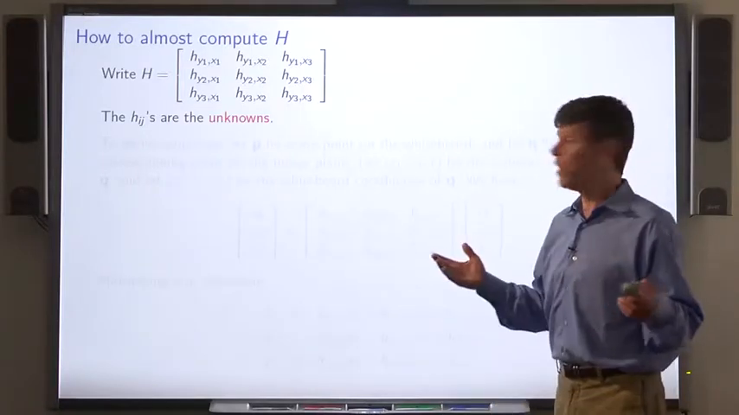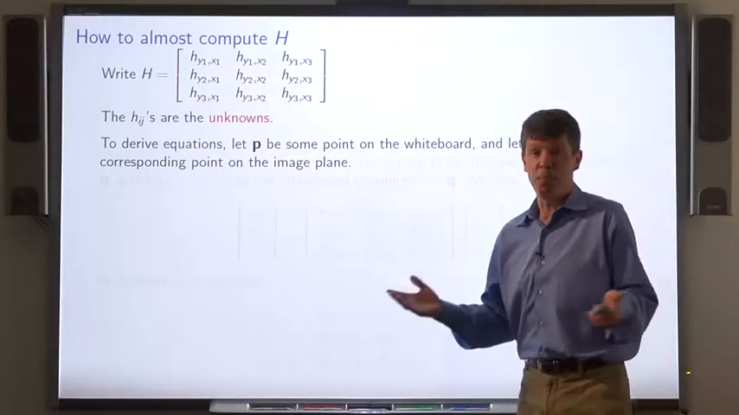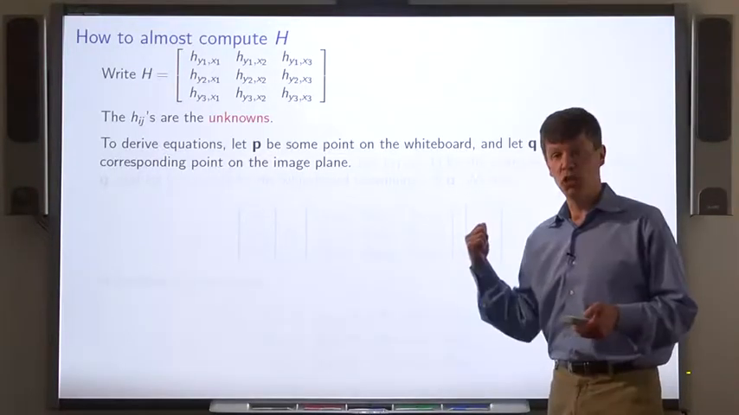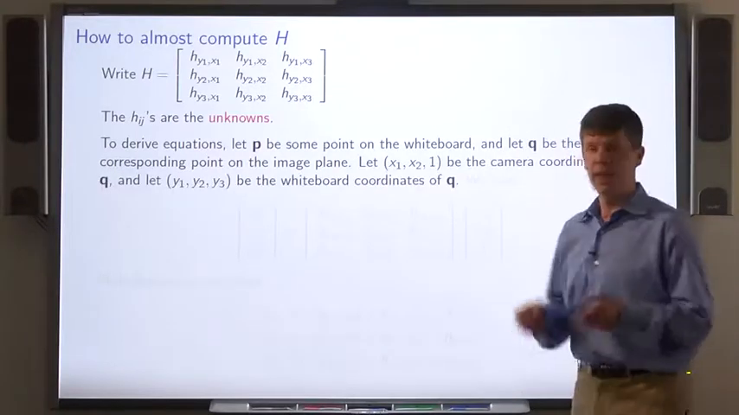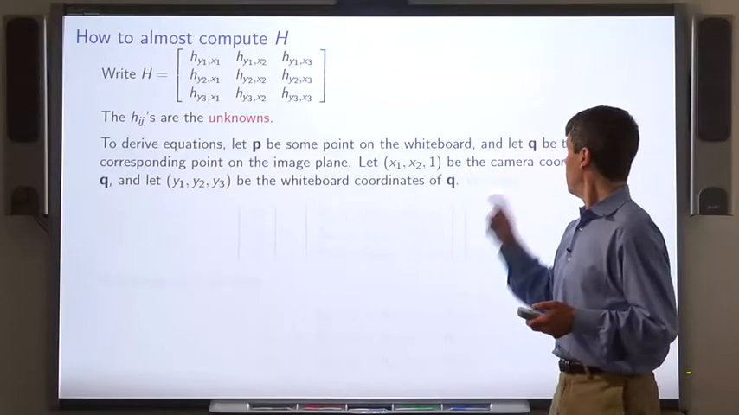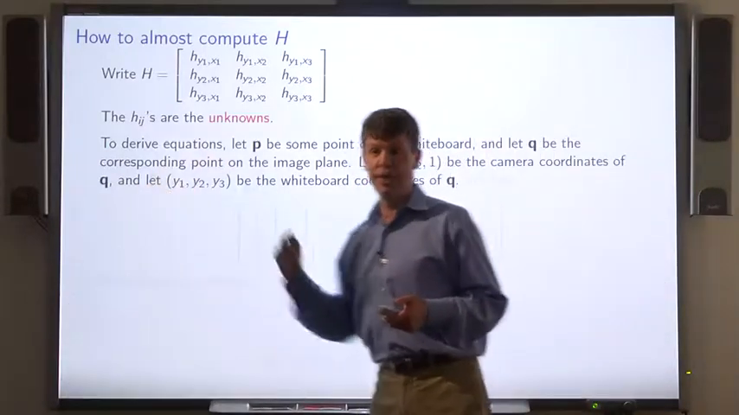So to derive the equations, let P be some point on the whiteboard, and let Q be the corresponding point in the image plane. Let x1, x2, and 1 be the camera coordinates of the point Q in the image plane.